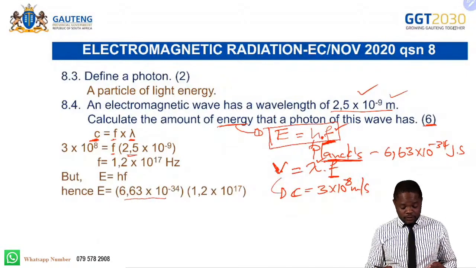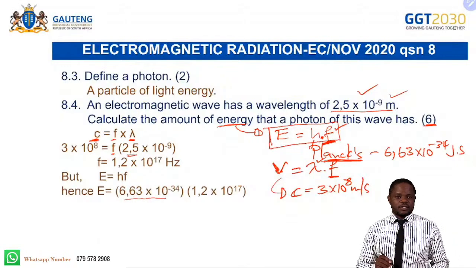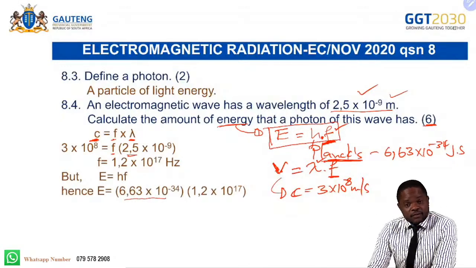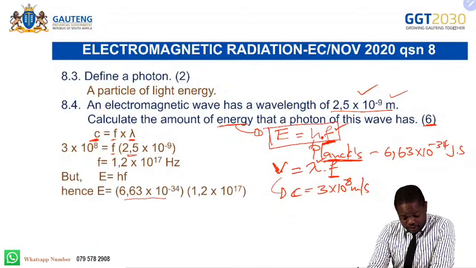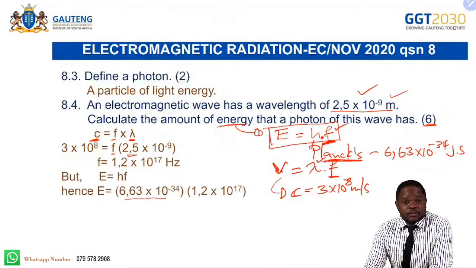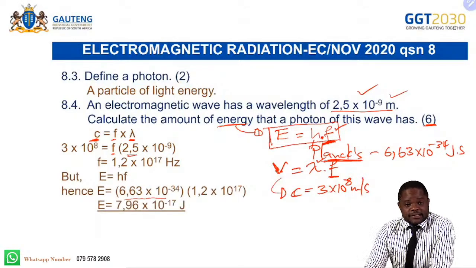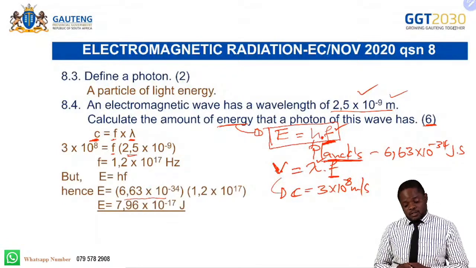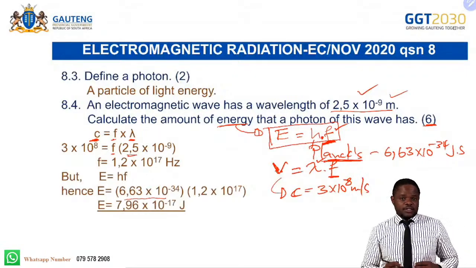I hope you are following, guys. Can you punch in your calculator? What value are you getting there for your energy? Punch those values. Right. I believe we are all getting 7,96 times 10 to the power negative 17 joules. Right. That's how you're supposed to attack that question.